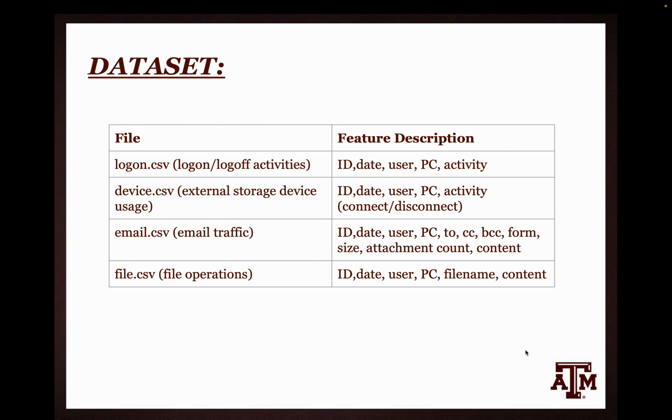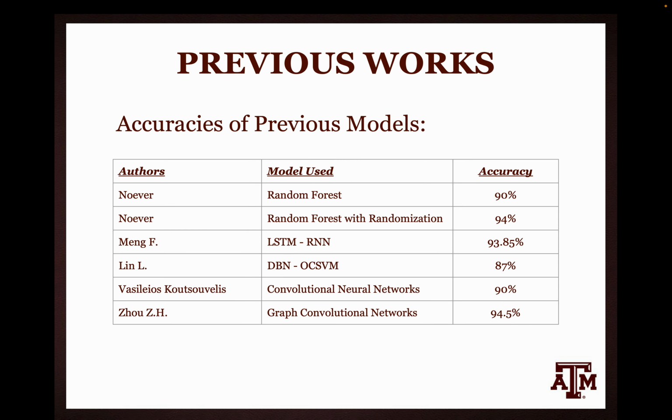This consists of 4 different events: the log on log off events, email transmissions, device details, and file transmissions. So, here, as we can see, the ID refers to user ID, date is the date of occurrence of the event, activity is the kind of activity that we are capturing, like log on log off activity or PC disconnect or connect activity.